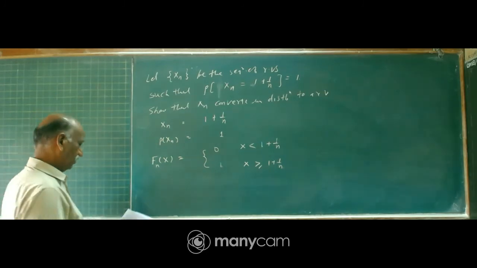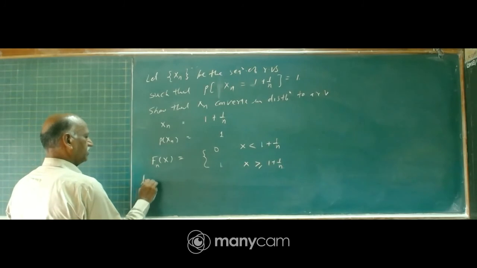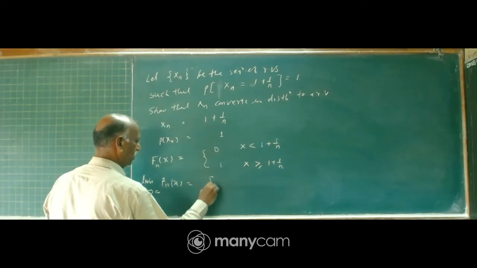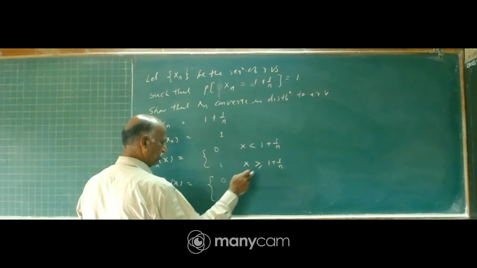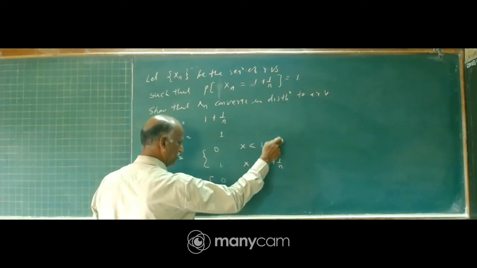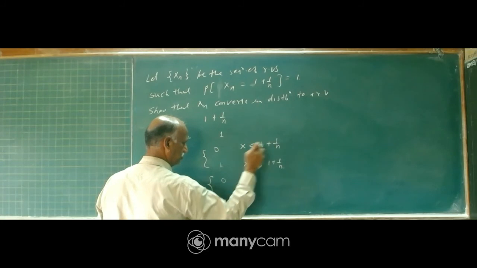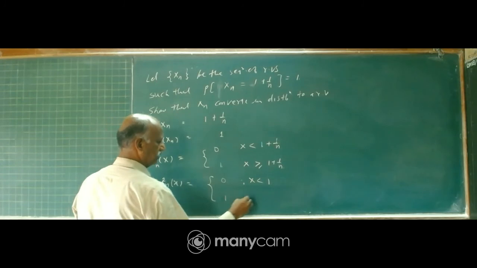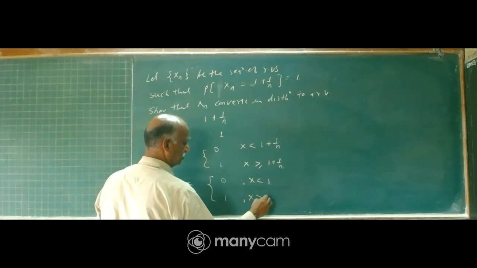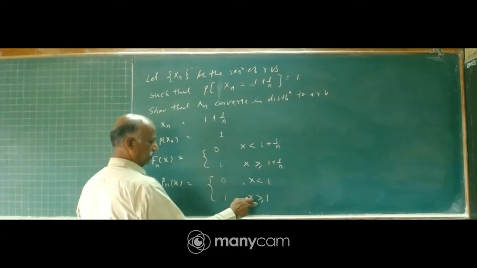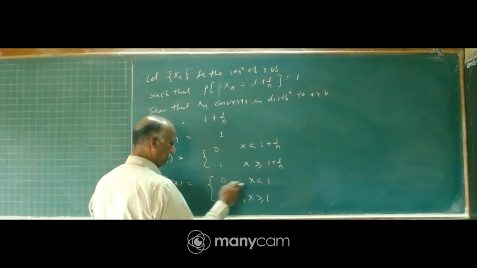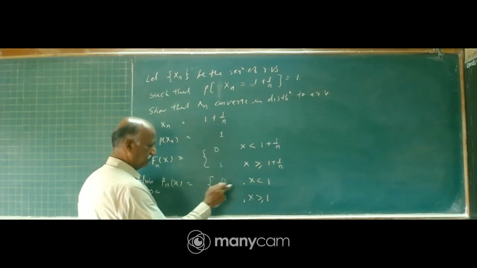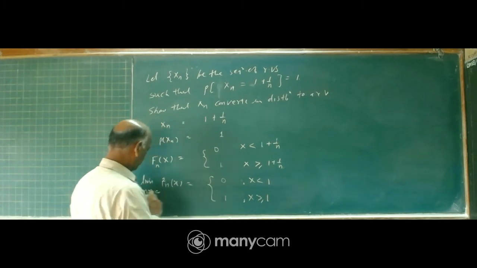Now take the limit as n tends to infinity of Fn(x). As n tends to infinity, 1 by n tends to 0, so 1 plus 1 by n tends to 1. For x less than 1 the limit is 0, and for x greater than or equal to 1 the limit is 1. So we get limit Fn(x) equal to 0 for x less than 1 and 1 for x greater than or equal to 1, as n tends to infinity.